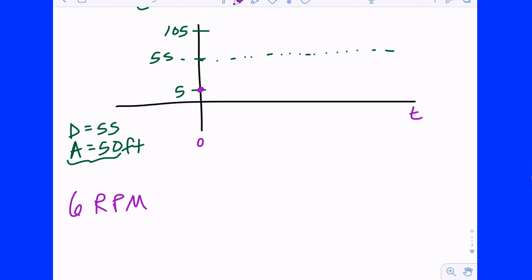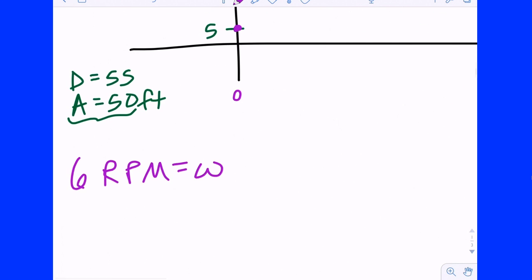Not a linear. That's rotational. That's angular velocity, which we use the W, which is not a W. Actually, it's an omega. So that's an angular velocity. How can I use the angular velocity to help me get the period?